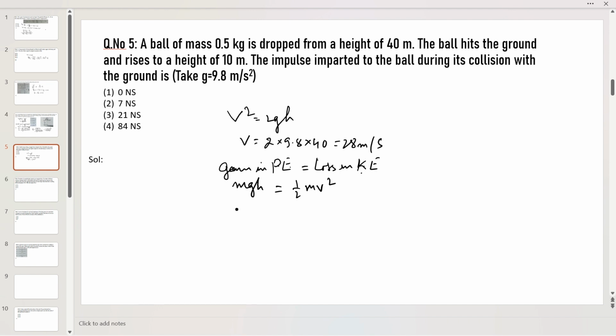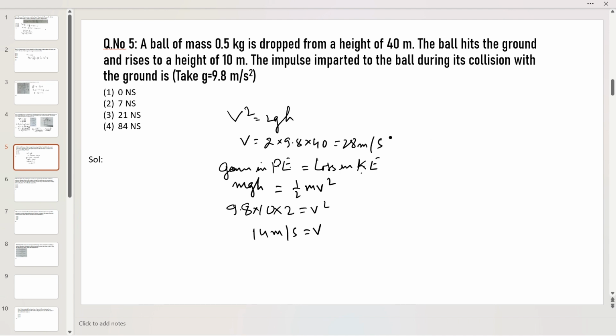So here, this is the gain in kinetic, this is the loss in kinetic energy. So here, mass cancels out, 9.8 into h, that is 10 into 1 meter, and here 2, this is into 2, this is equal to v squared. So this comes out to 14 meter per second, this is the velocity after collision.